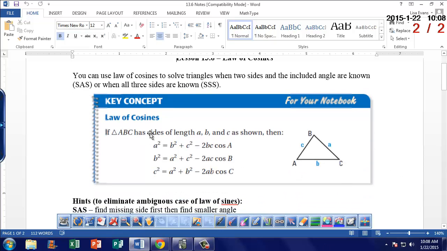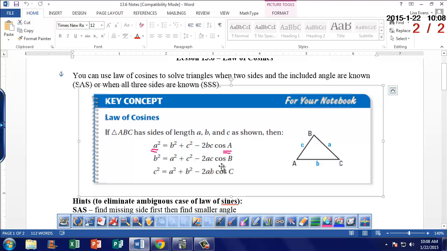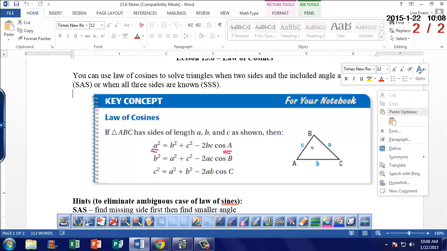If triangle ABC has sides of length A, B, and C as shown, then we have these three formulas. Now, I don't remember all three formulas. I'll tell you how I kind of remember it as we do the problem, but if you take a look, the side that's all by itself corresponds to the angle that is opposite it. So side A, angle A would be opposite it. That's how it's related. And then the other two sides go in the other position.